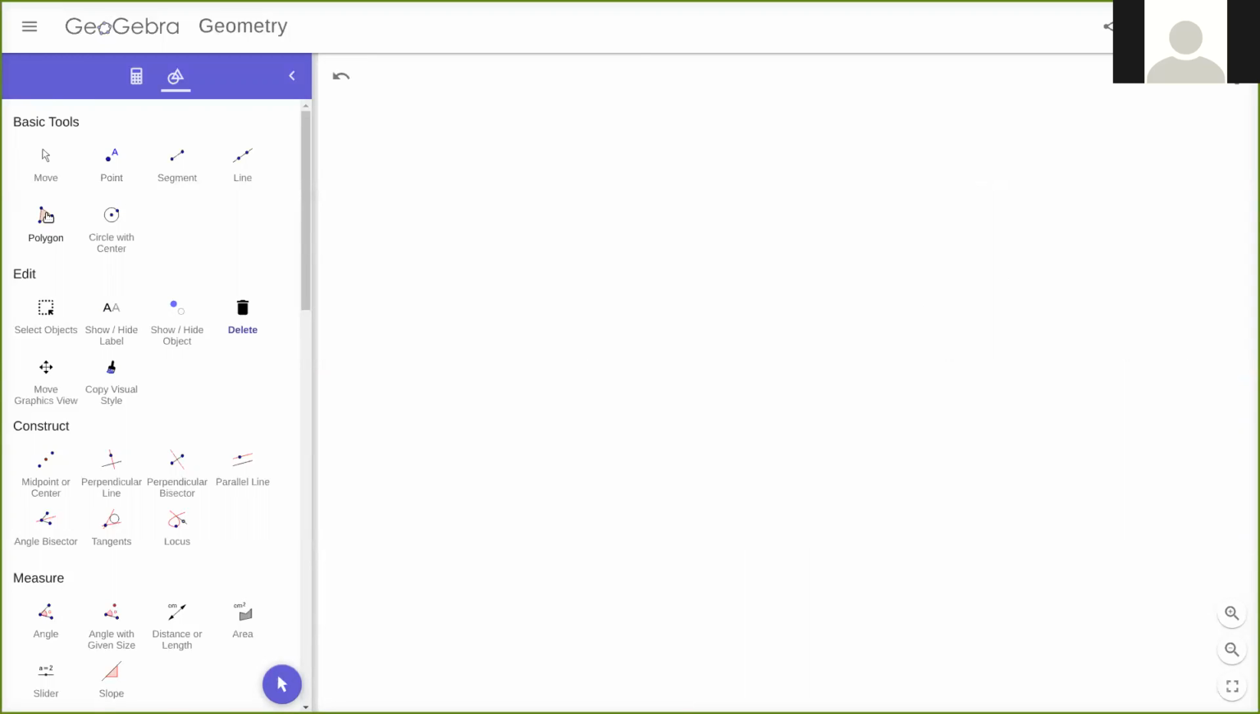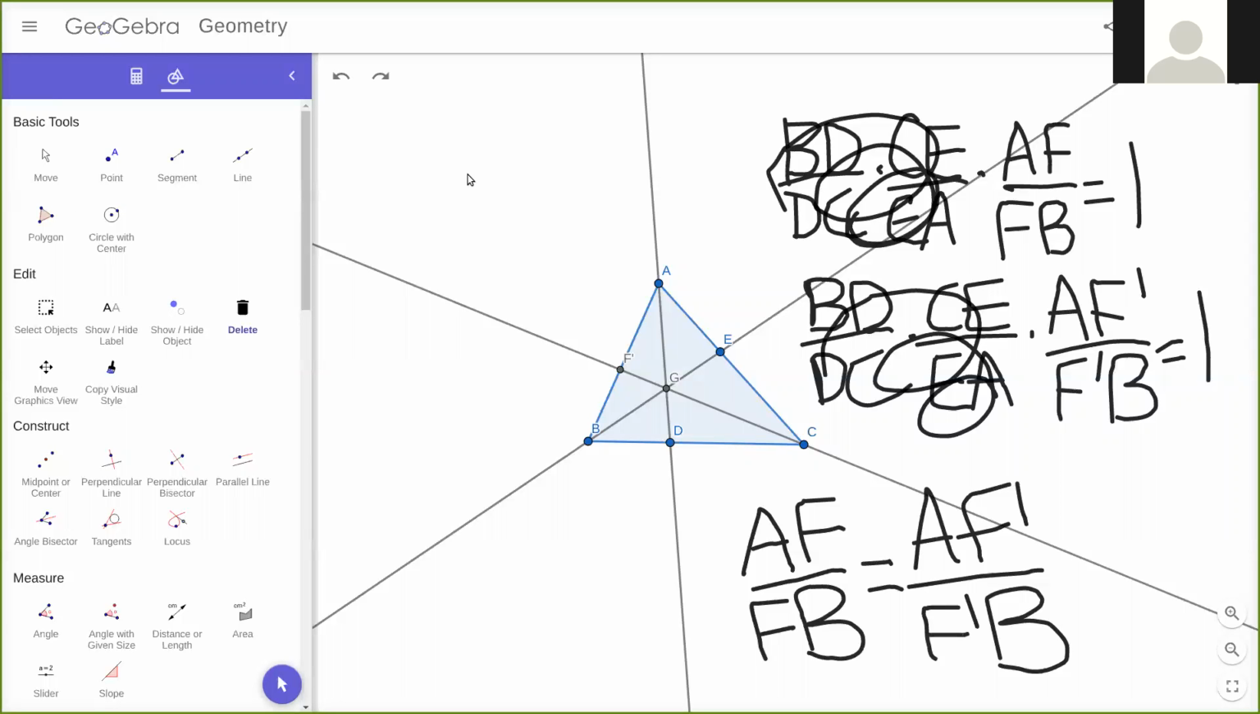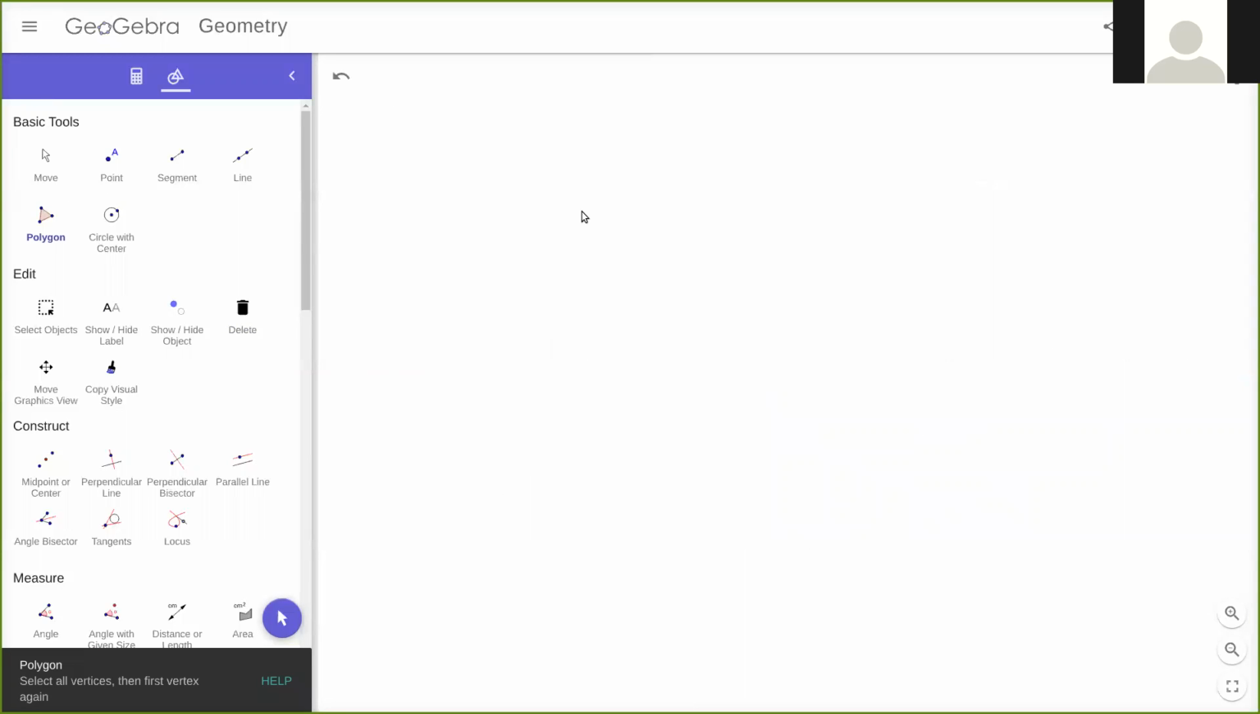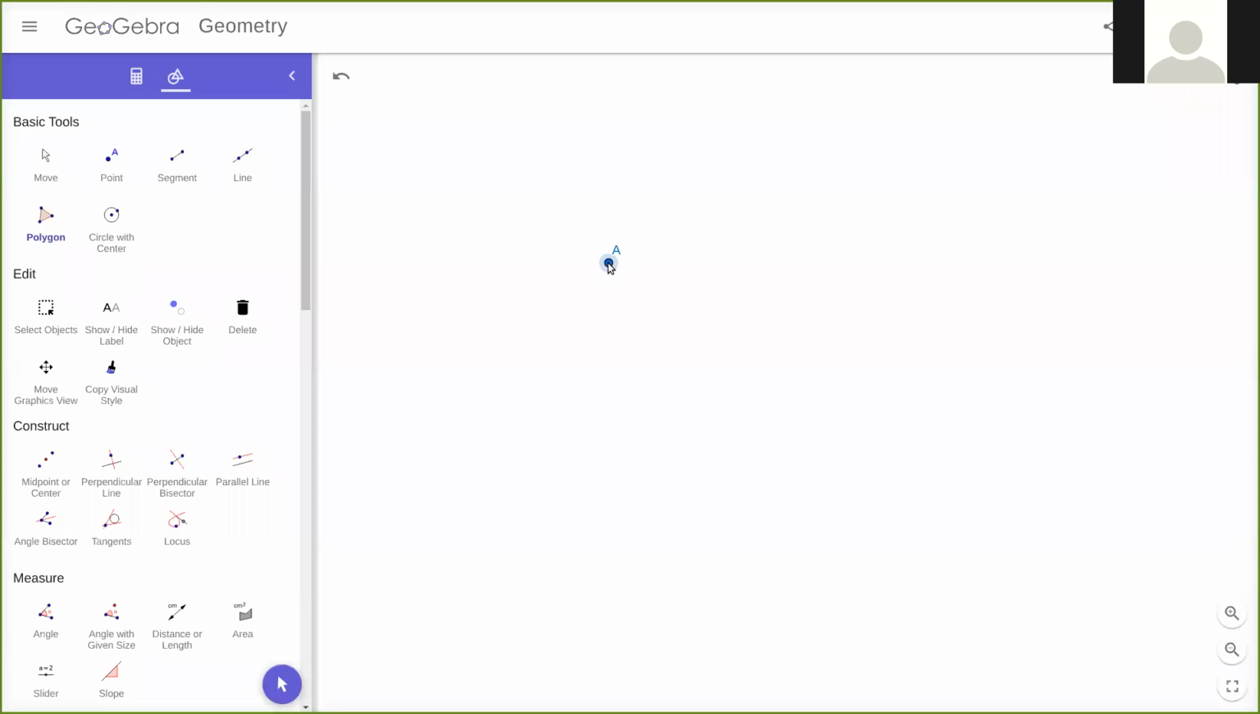Okay, and now, what is an example of something that we can use? What is an example of somewhere we can use Ceva's theorem? Any ideas?